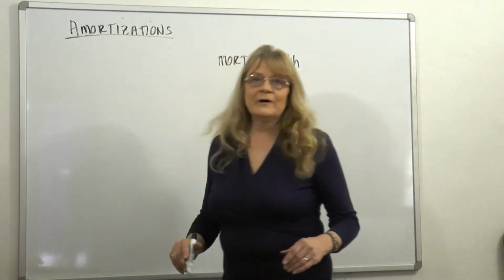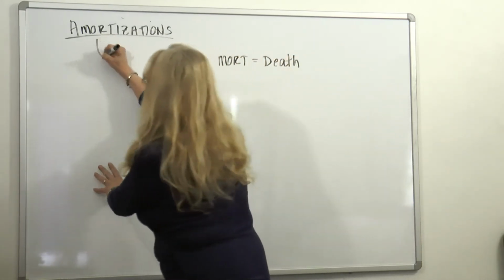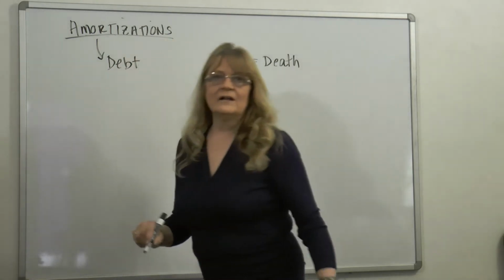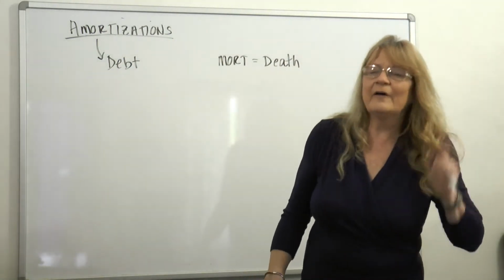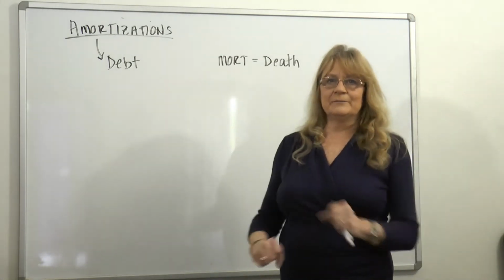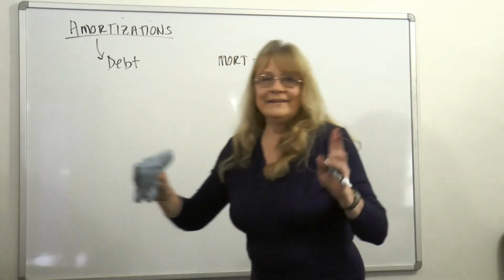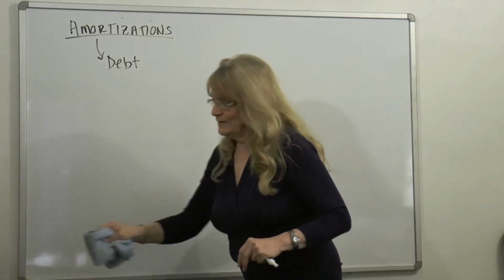Amortization. That's how I remember the difference between annuities and amortization. Amortization has to deal with debt, and debt sounds a lot like death. When you get a 30-year mortgage on your house, I'm pretty sure everybody says, I just signed my life away, because that's how it feels. So, little fun fact there. Okay, so this has to deal with debt.